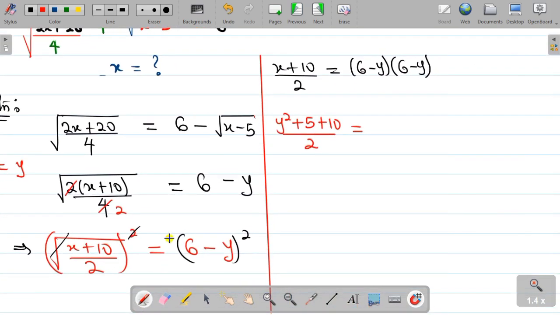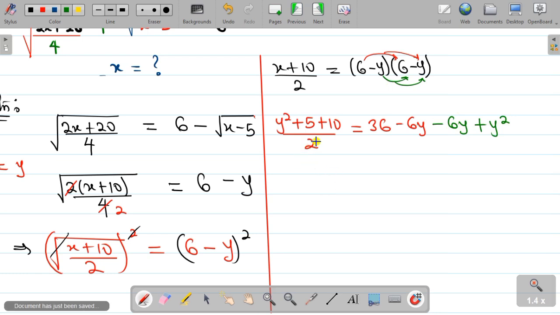on the right hand side, we can now try to open this bracket. Recall the way this multiplication is done. Each of the terms here will multiply everything on the other bracket. So 6 times 6 is 36, and 6 times minus y is minus 6y. Then I will do the same for the second term. Minus y will multiply the 6 as well. So minus y times 6 is minus 6y, and minus y times minus y is plus y squared.